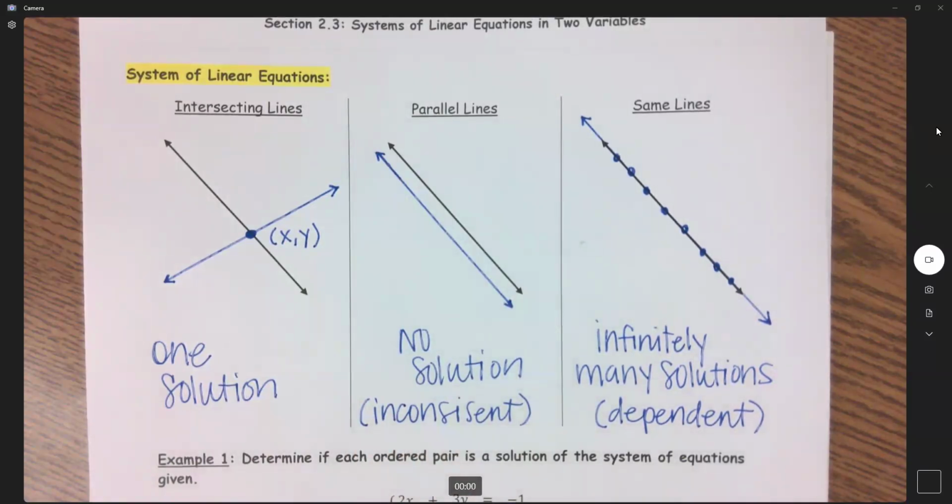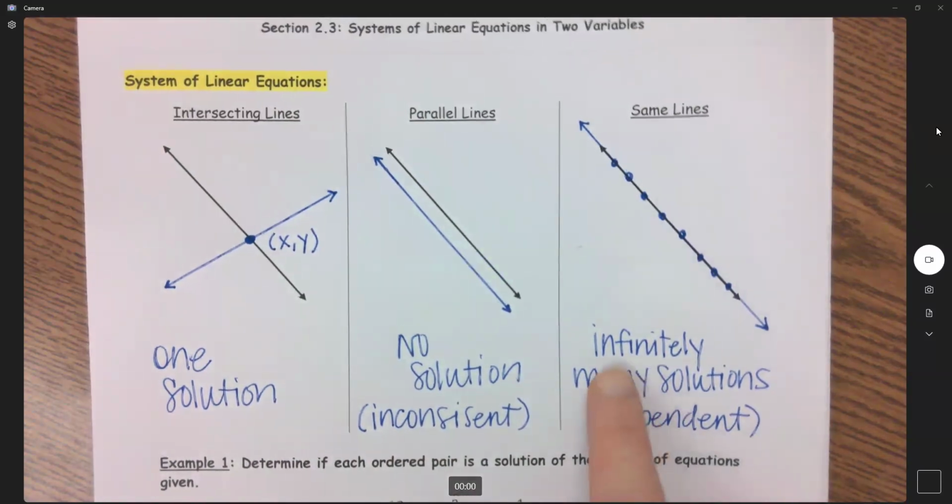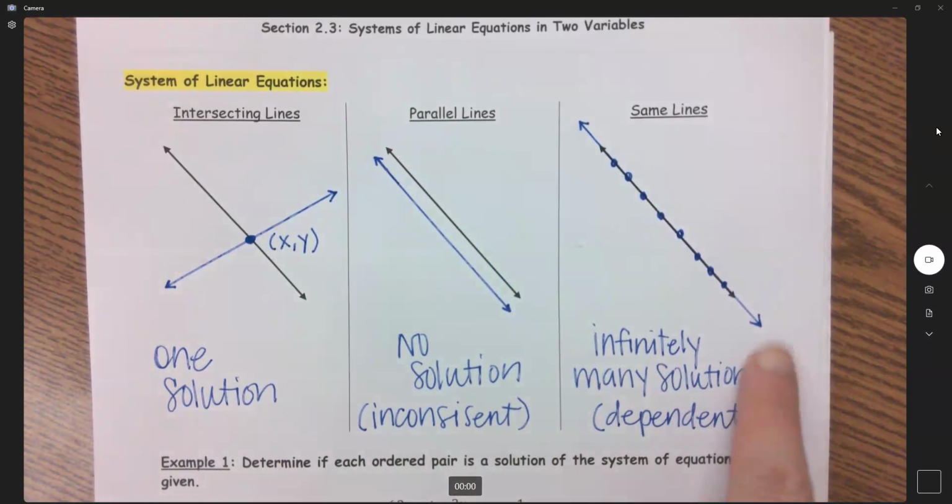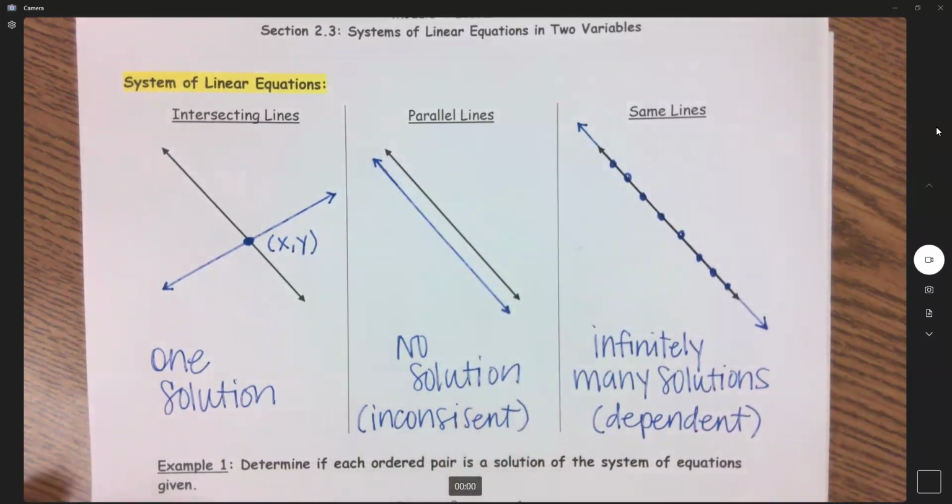The third thing that can happen is that you're essentially going to have the exact same line. They're going to be written in two different forms, but you have the exact same line. And so when that happens, you have infinitely many solutions. And so I graphed a line on top of the line that was already there. It's kind of hard to tell.